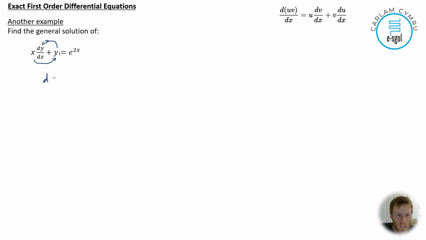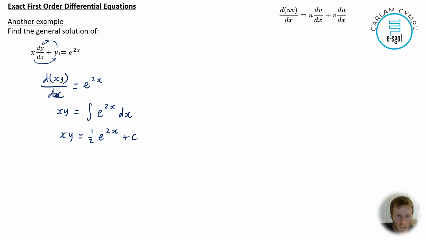So we're going to get d of xy with respect to x equals e to the power of 2x, and then we're going to integrate both sides, so we get xy equals the integral of e to the power of 2x with respect to x. Xy then will equal 1/2 e to the power of 2x plus c. Again, another straightforward example, and you should be happy doing questions like that.